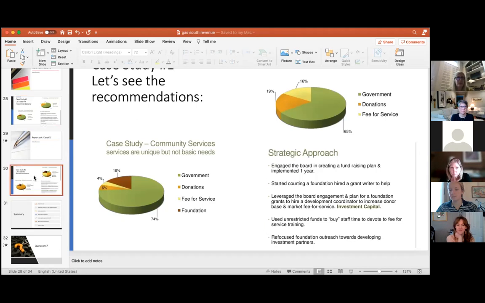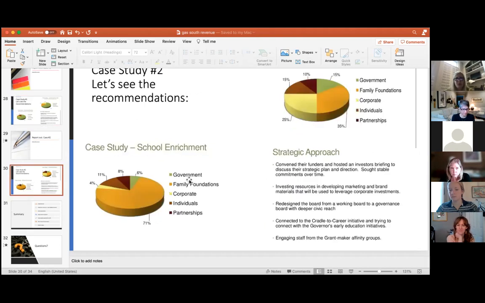Let's look at scenario number 2. This is where we were. And again, this is an upstart. So they're trying on some things. They've got some early, reliable sources, and then they're trying some things, right? And they've got some good results. So, in terms of what they did, they convened their funders. They did an investor briefing. They really approached individual giving as an investment.